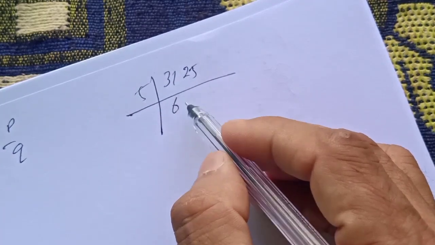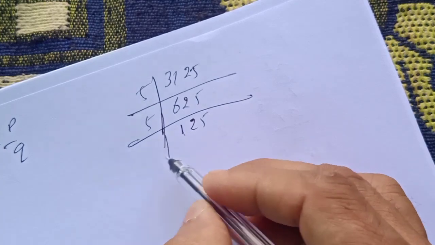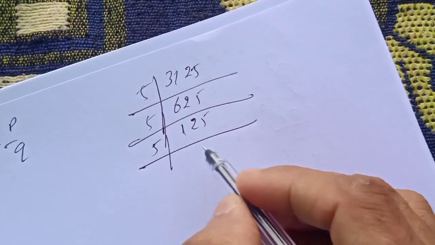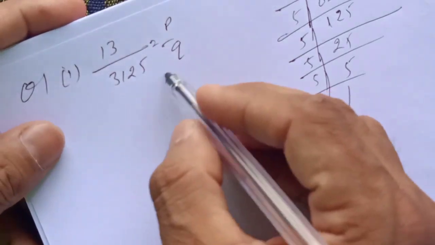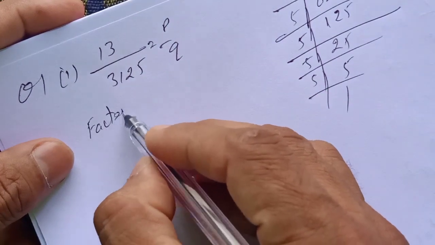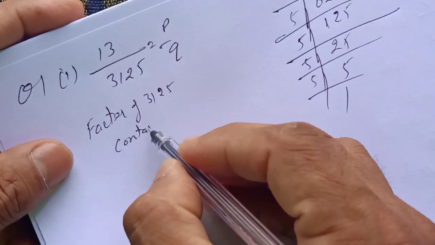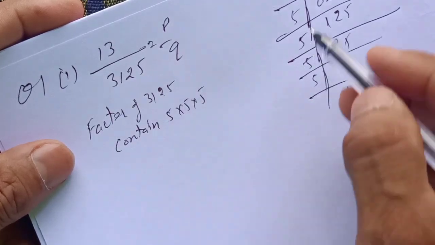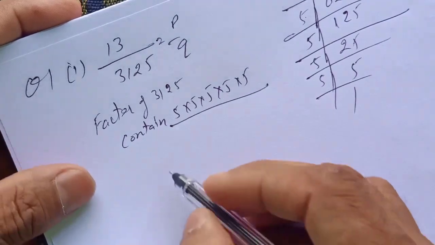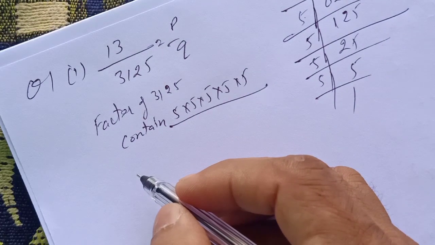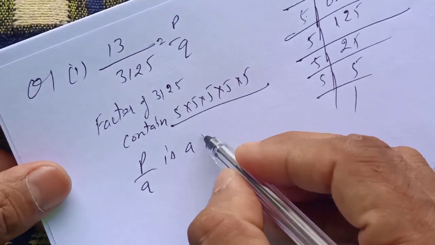5 into 5 into 5 into 5 into 5 gives 3125. Factor of 3125 contains 5 into 5 into 5, 1 2 3 4 5, 5 into 5, means it contains 5 as a factor, only 5. So p by q is a terminating decimal.